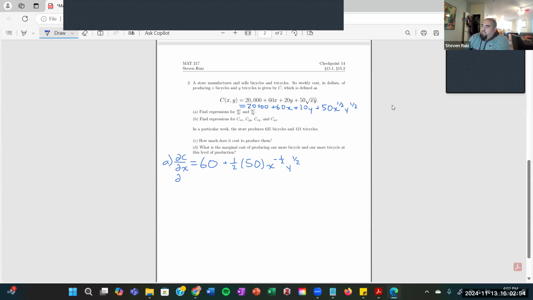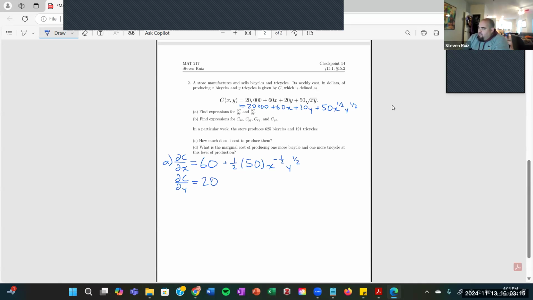But now I want to do partial C with respect to y. So let's just run through it again. 20,000 is a constant with respect to y as well. 60x is a constant with respect to y. 20y, the derivative of that with respect to y is 20.